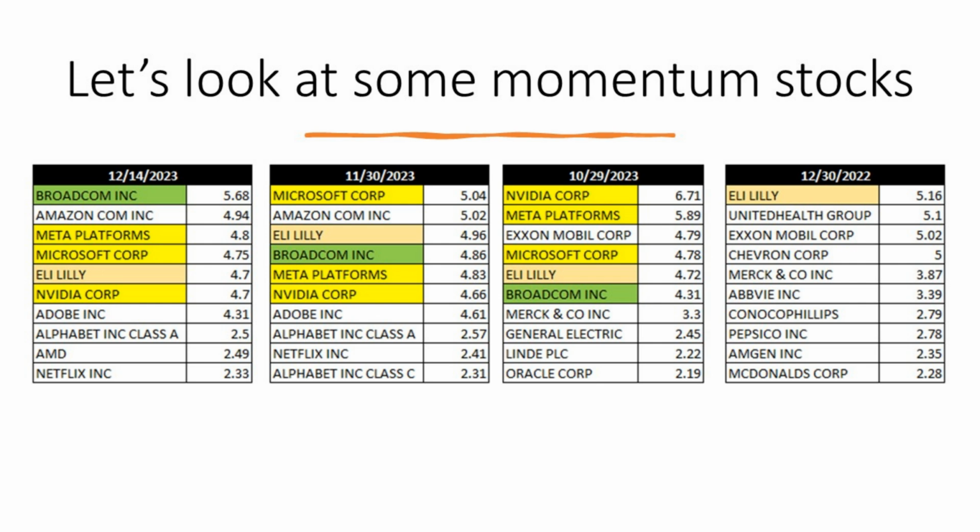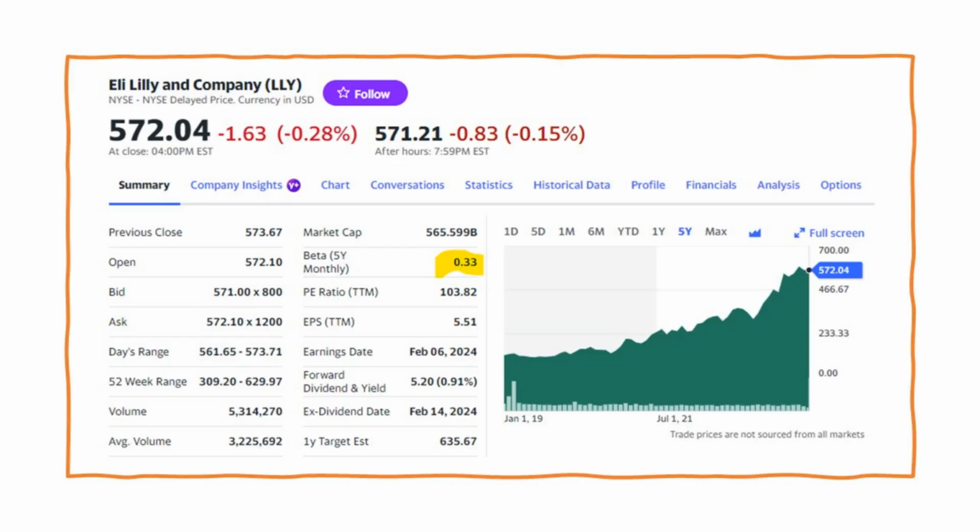But what's interesting is when you look at the only company that's in the top 10 from last year to this year, it is Eli Lilly. And what's interesting about Eli Lilly, and I didn't know this, they're actually the biggest pharmaceutical company out there, at least based off of their rapid ascent in market cap. But look how low their beta is.